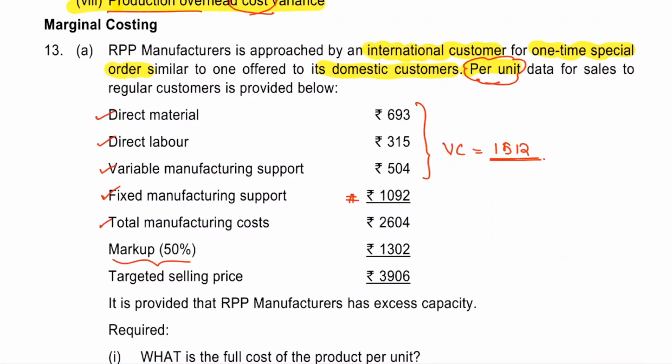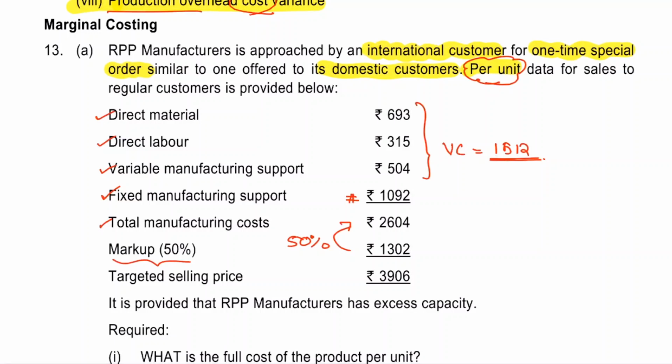Margin, that is on sales. Otherwise it is given as markup 50%. You can check 2604 into 50%, 1302. It is on cost, 50%. You can check that. But in general, in common parlance, we say when markup is used, it is for markup. So whatever cost you have calculated, the markup is on that.